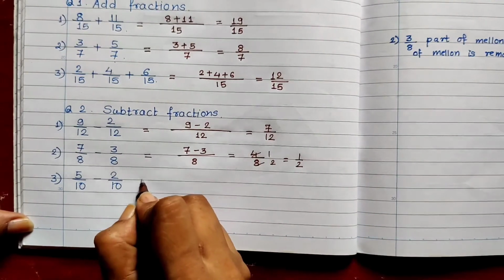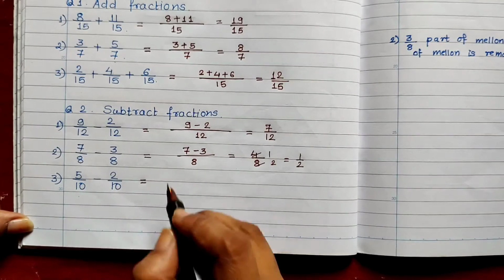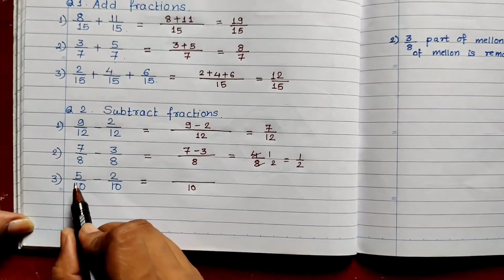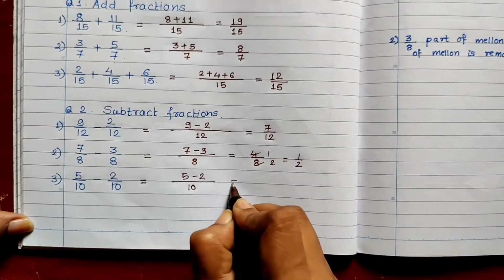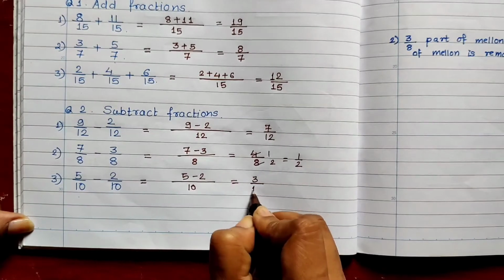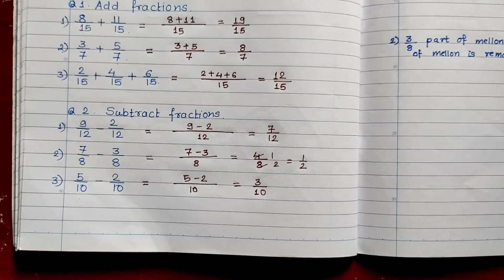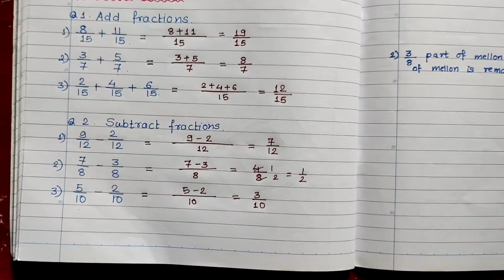Okay. Now, next sum 5 upon 10 minus 2 upon 10. 10, 10. Common denominator. We write one time the denominator. We will subtract the numerators. 5 minus 2 is 3 upon 10 as it is. So in this way we will have to add or subtract the like fractions. If you want, you can take the screenshot and then afterwards try on your own.